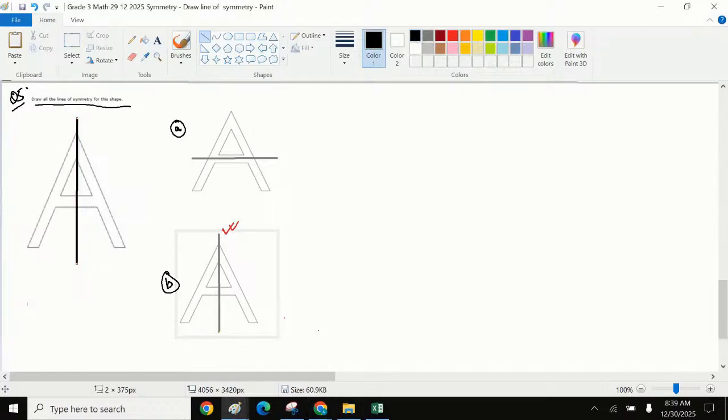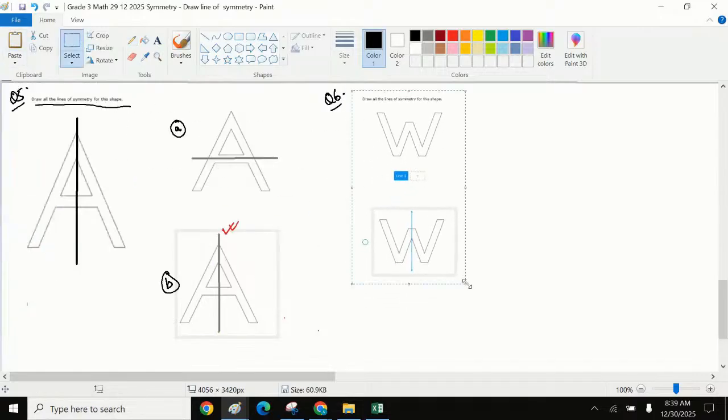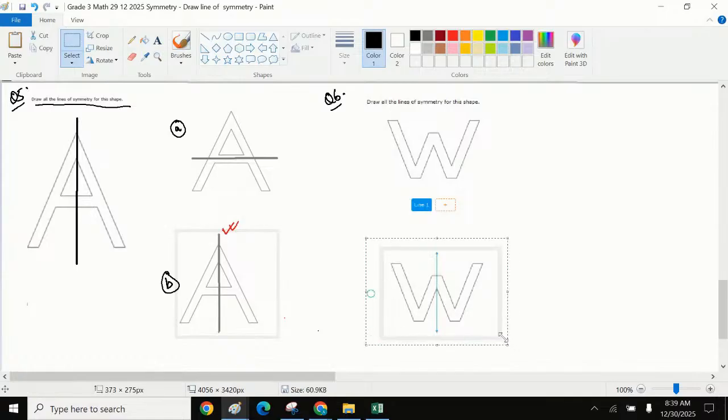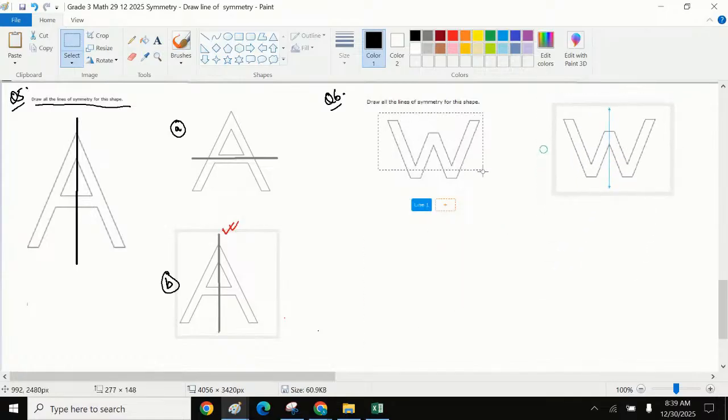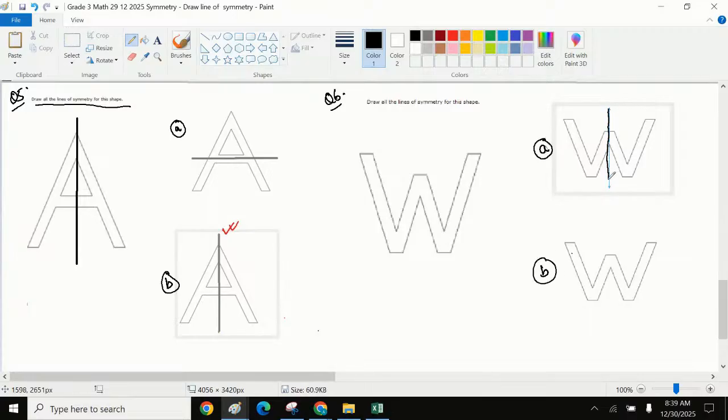In question number 6, if this was given to us, draw the line of symmetry for this. This is the first option. Let's make another option for ourselves, A and B. And let's increase the size so that it's much more visible to us. Okay. So if this is option number A, this is option number B. In option number A, the line is a vertical line passing through the center. In option B, it's a horizontal line passing through the center.